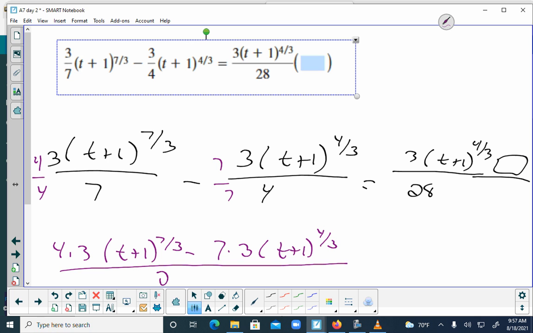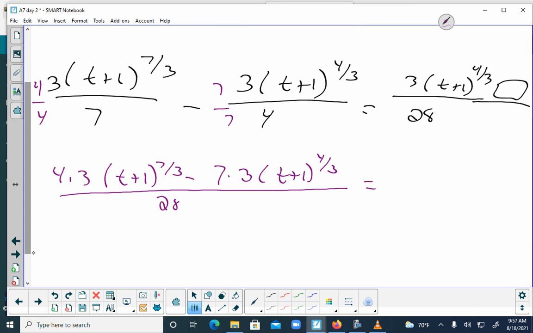And this is all over 28. And I could keep on copying this down, but to save time, I'm not going to do that. Okay, so now when I'm looking at this, I'm going to look to see, once I have it over a common denominator, and if I give you a common denominator, you're not going to want to go backwards and take away that common denominator. Does that make sense?